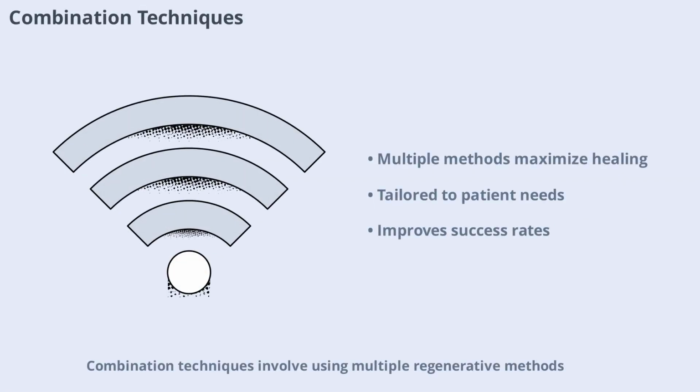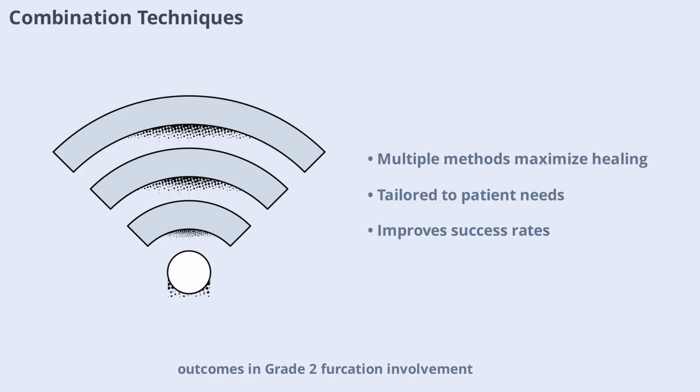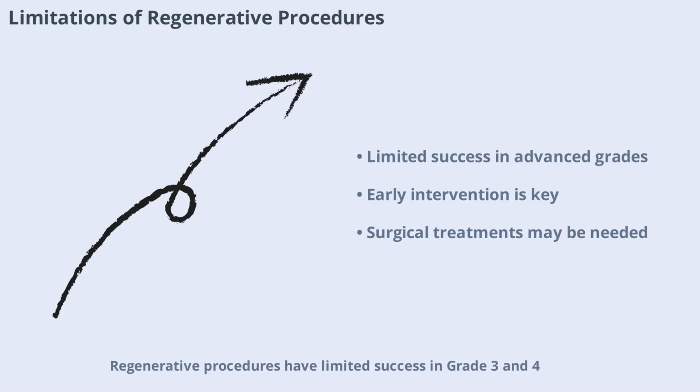Combination techniques involve using multiple regenerative methods, such as bone grafts, guided tissue regeneration, and root conditioning, to maximize healing and tissue regeneration in the furcation area. These approaches are tailored to the specific needs of each patient and defect, improving the chances of successful outcomes in Grade 2 furcation involvement.